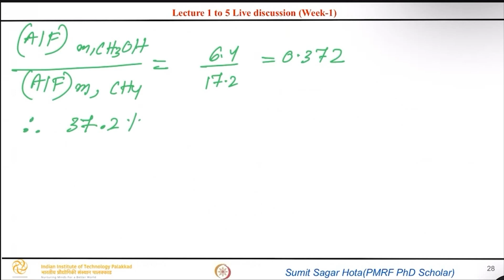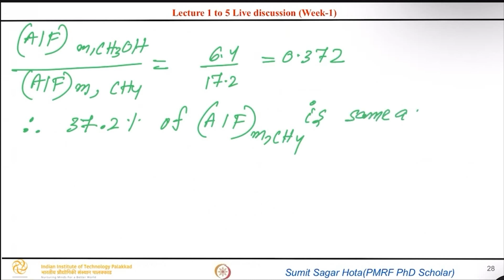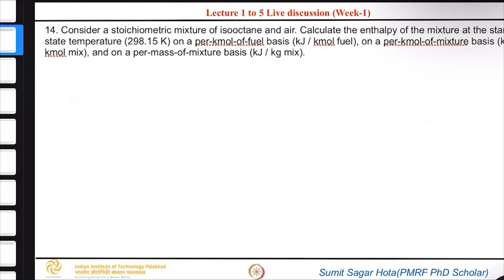37.2%. Therefore, the air fuel ratio on mass basis of CH3OH is 37.2% of the air fuel ratio of CH4. This we can compare and see.